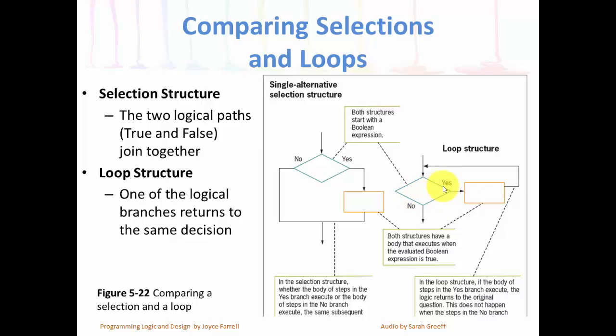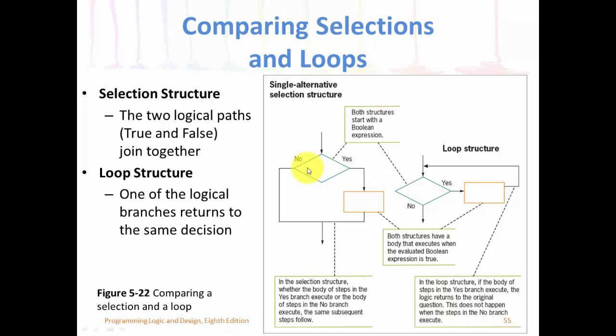If this decision is true, then you're going to go into the loop and do the structure, and you are going to do the structure over and over again until the value has been falsified. So a selection structure has two logical paths, true or false, that join together. A loop structure has one of the logical path branches return to the same decision, so to the entry of our decision.